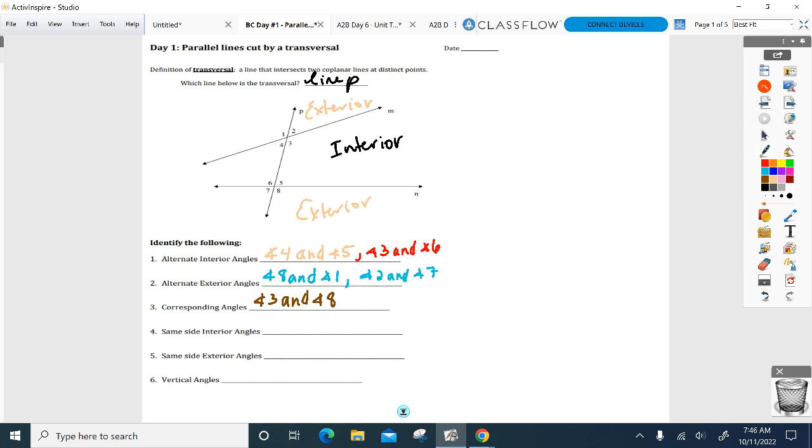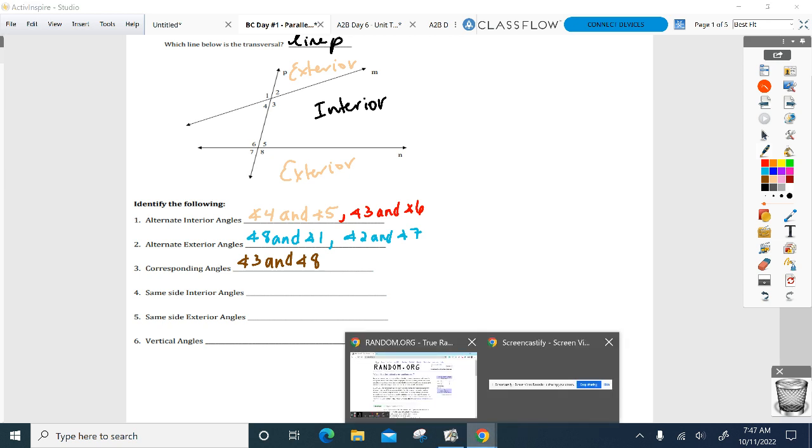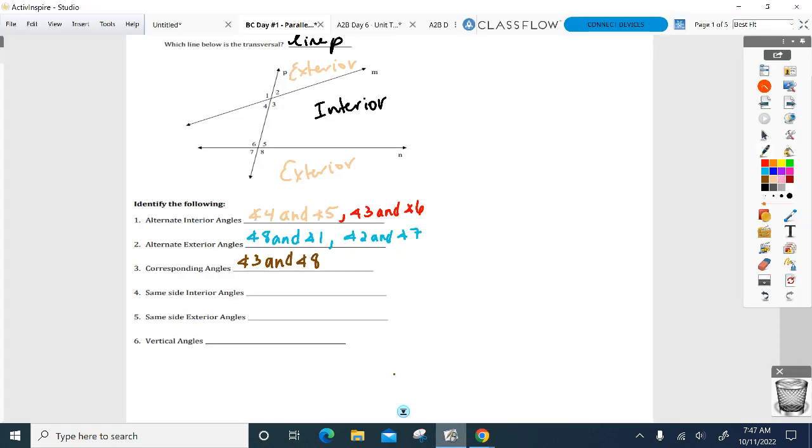All right, same side interior. What do you think I'm talking about there? Same side interior. Now, what's the same side? Same side of the transversal. So give me 2 angles that you think would be same side and interior. Here we go. 3 and 5. 3 and 5 work. So do 4 and 6. So we'll start 3 and 5. 4 and 6.